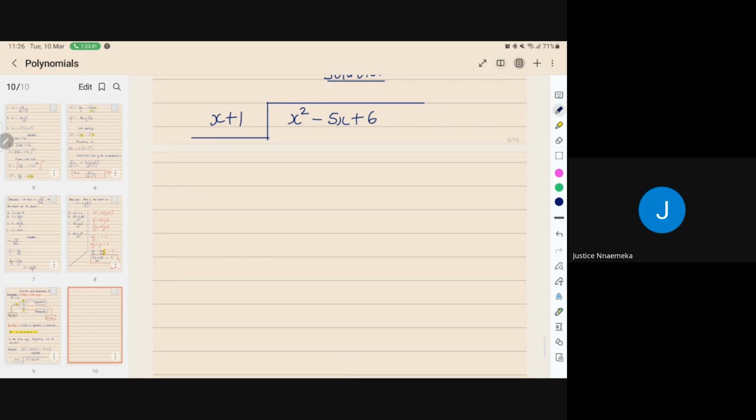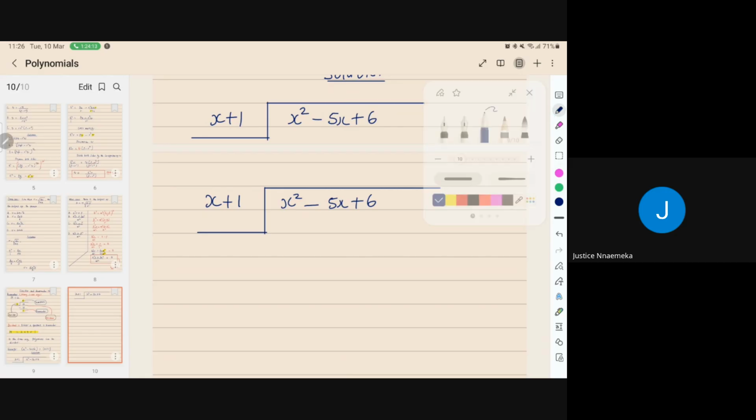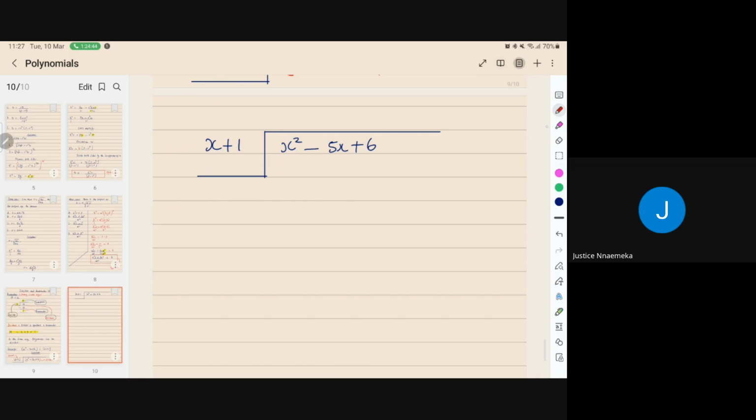So now, let me show you the process. How do we divide? Let me rewrite this. x plus 1, let me put my long division symbol right here. Then we have x squared minus 5x plus 6. Remember that this is your divisor, and this is your dividend. The same way that you divide your normal numbers, that is the same process that works right here. So now that said, let's proceed.